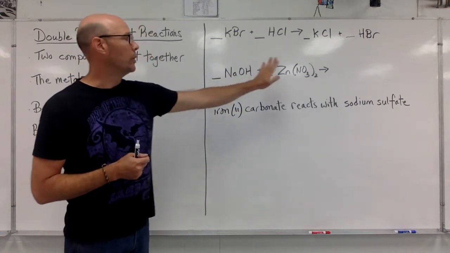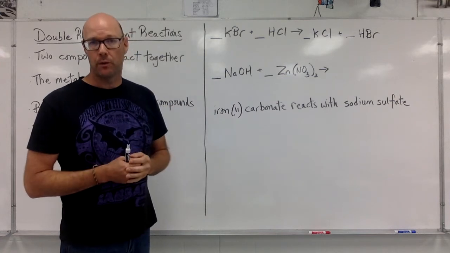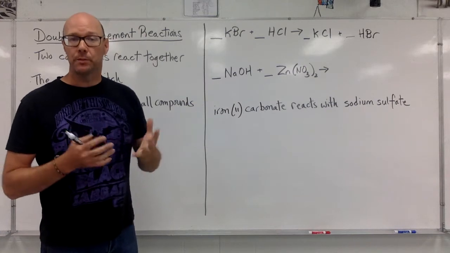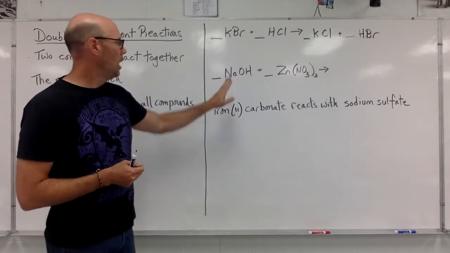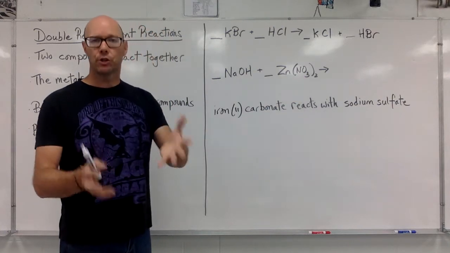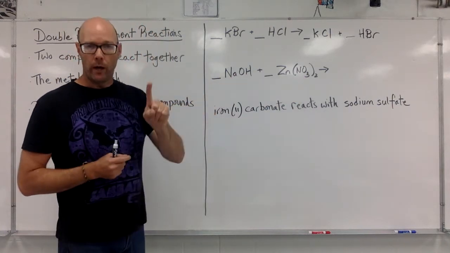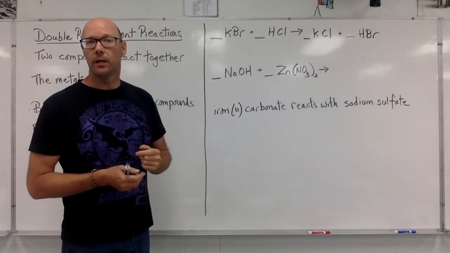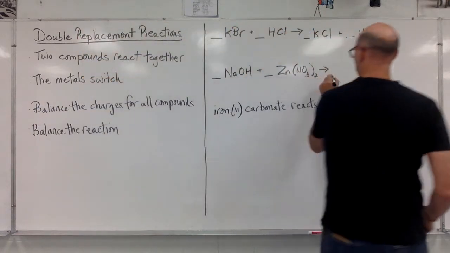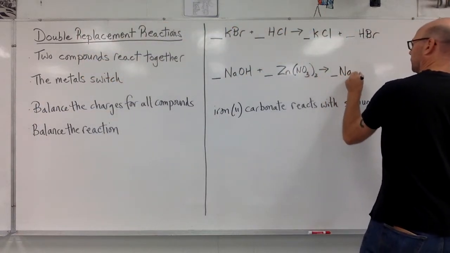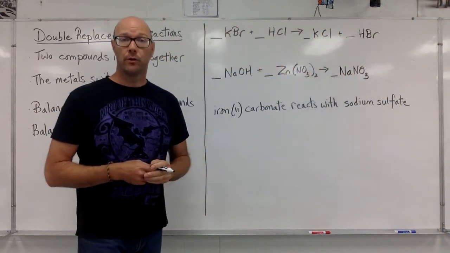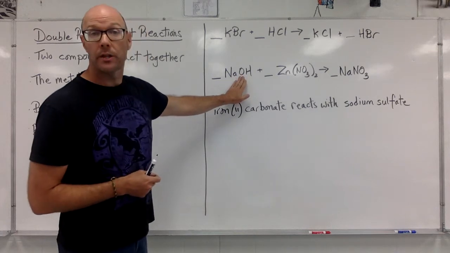It's a compound reacting with a compound, it's a double replacement reaction. The sodium and the zinc are going to exchange spots. The metals switch. The sodium is going to get together with the nitrate. How are they going to get together? Balance the charges. Sodium is a 1 plus, NO3, nitrate, is a 1 minus. 1 plus, 1 minus, for the third time in a row. That gives us sodium nitrate, NaNO3.